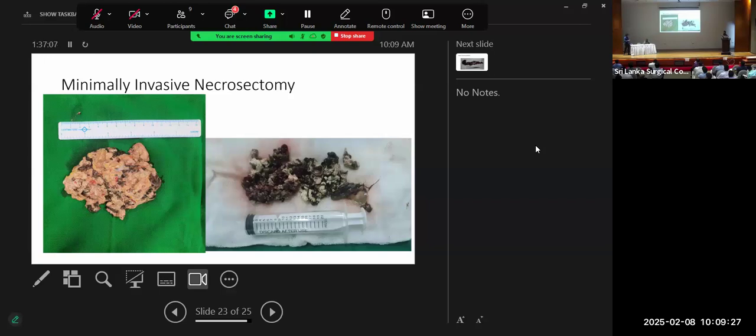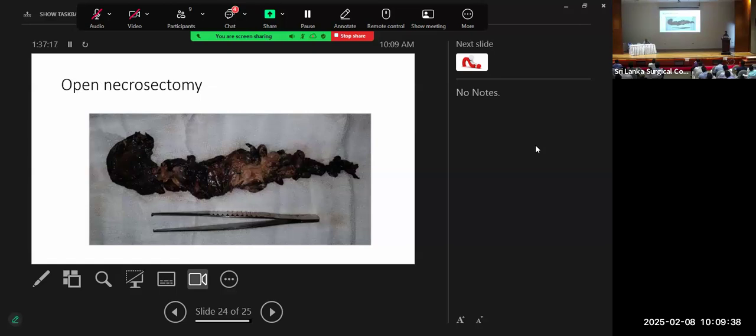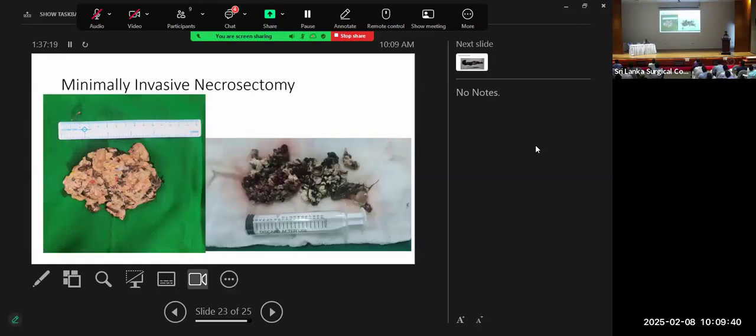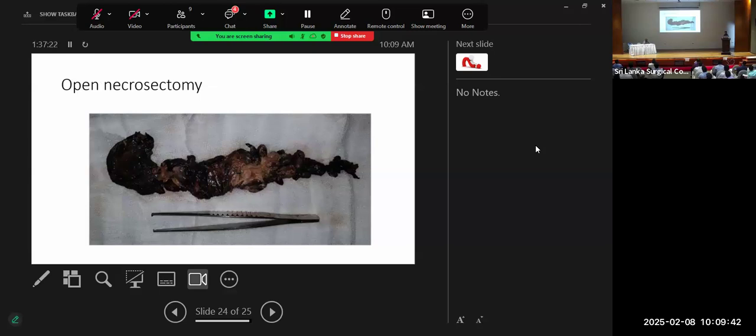We can use the technique that is used by GU surgeons for PCNL, get them to put Amplatz sheaths, and then go and remove it. So these are minimally invasive necrosectomy. This is one of the open necrosectomies that we did.